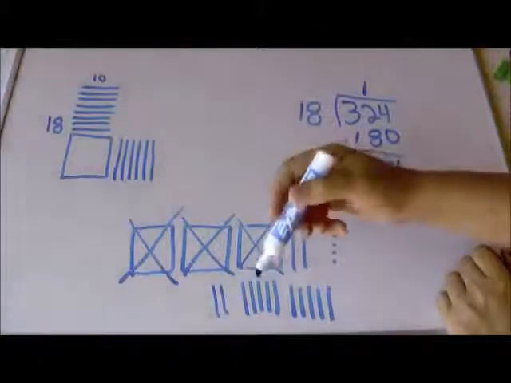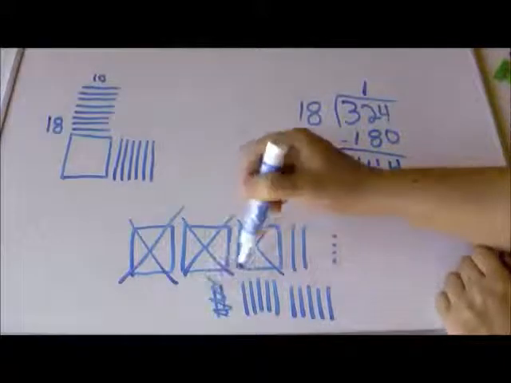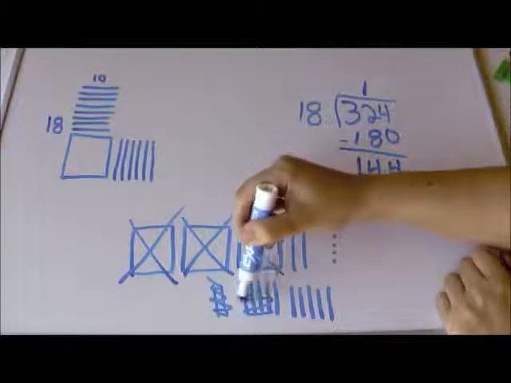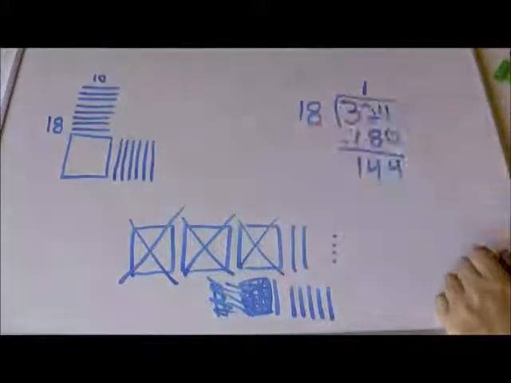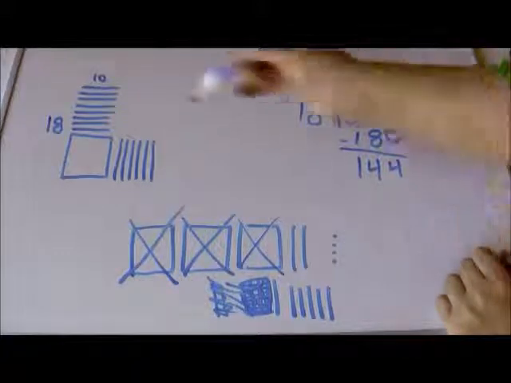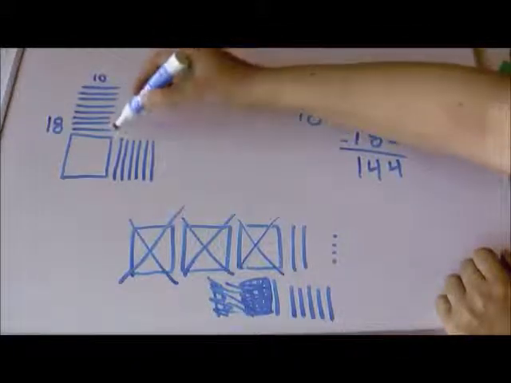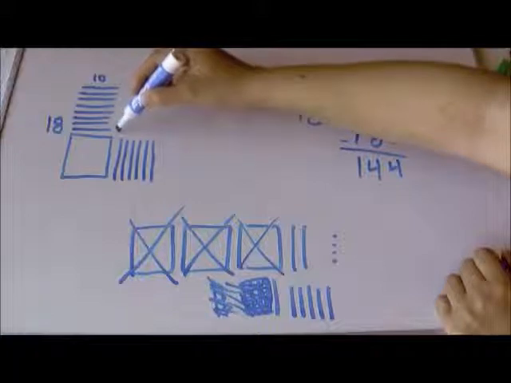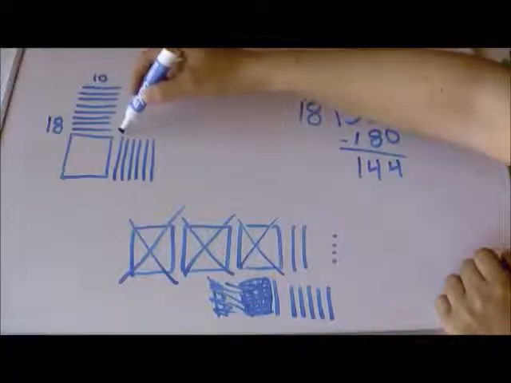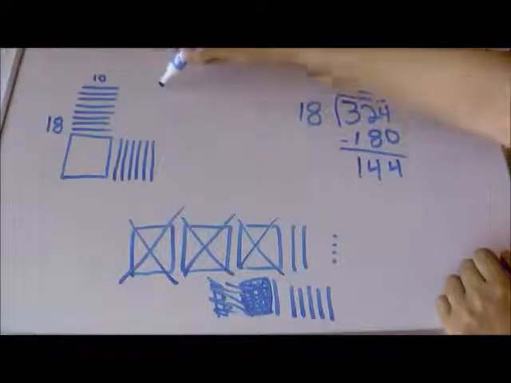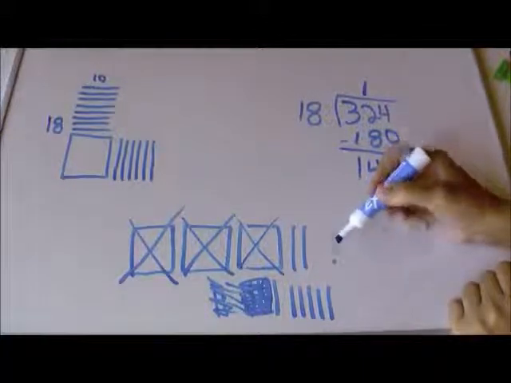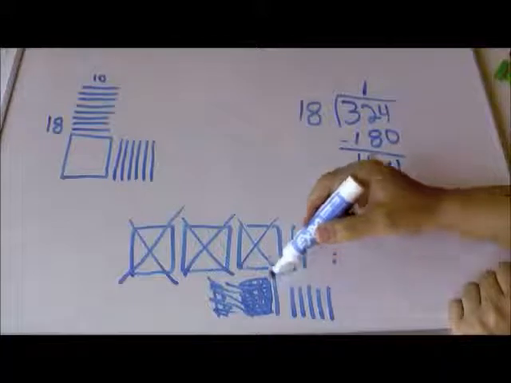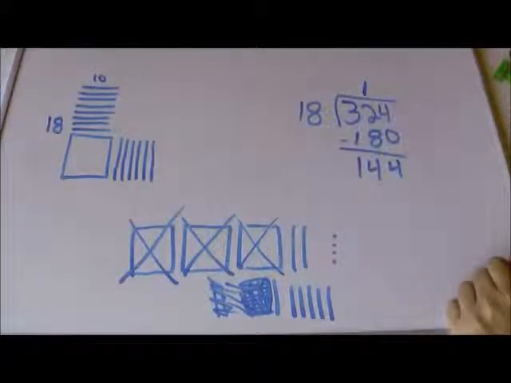So if I use up these 2 and these 4, okay? I've used up 6 tens. And to fill in the rest of this rectangle, I would need 8 times 6, which would be 48. Do I have 48 left? No, I don't. I have 50, 60, 70, 84 left. So that's not going to work.